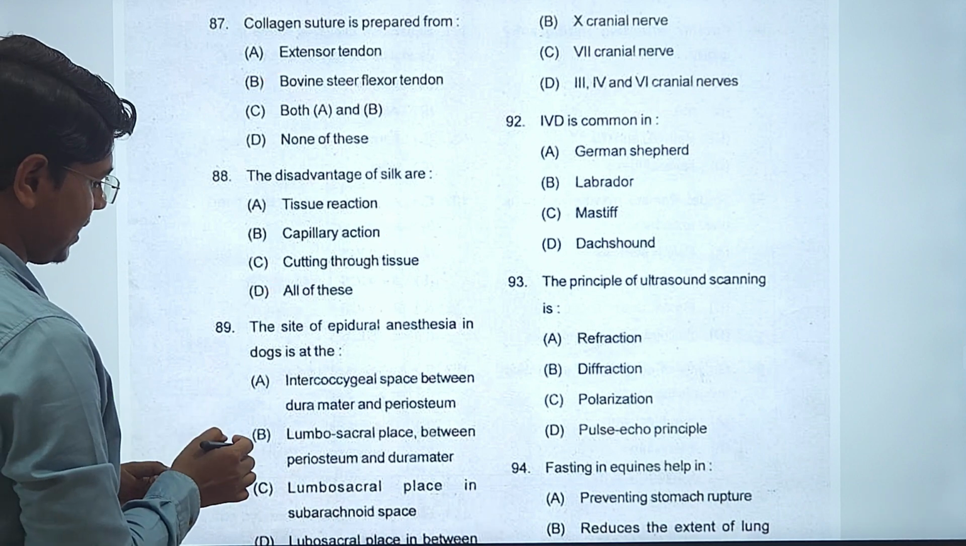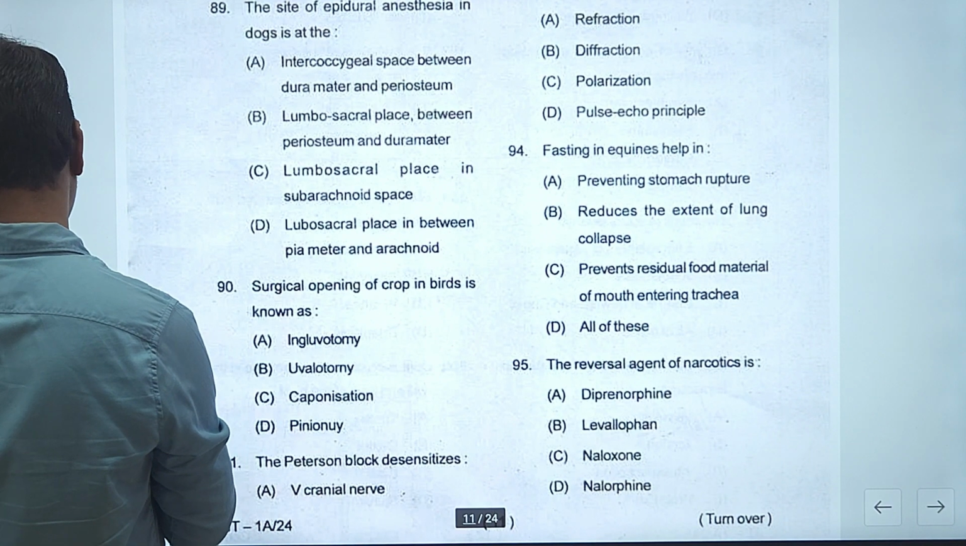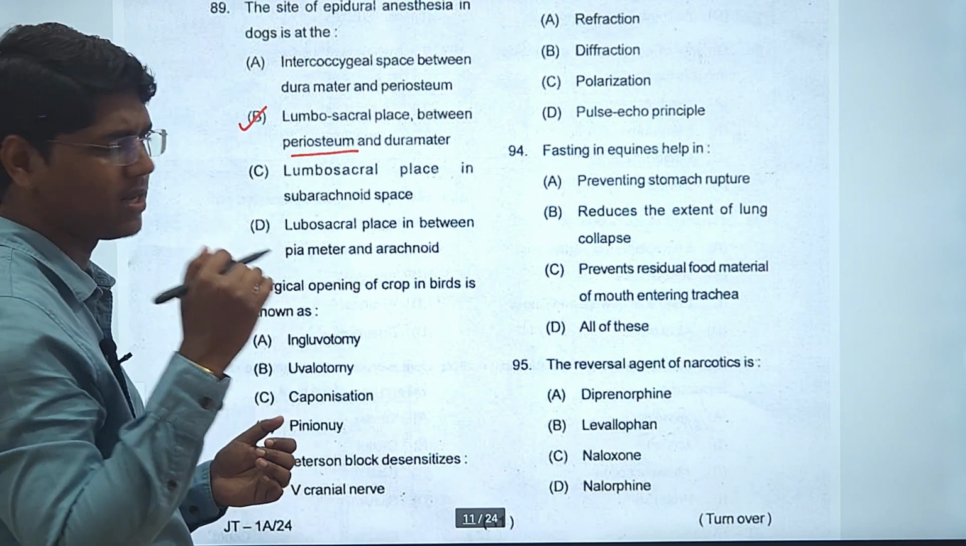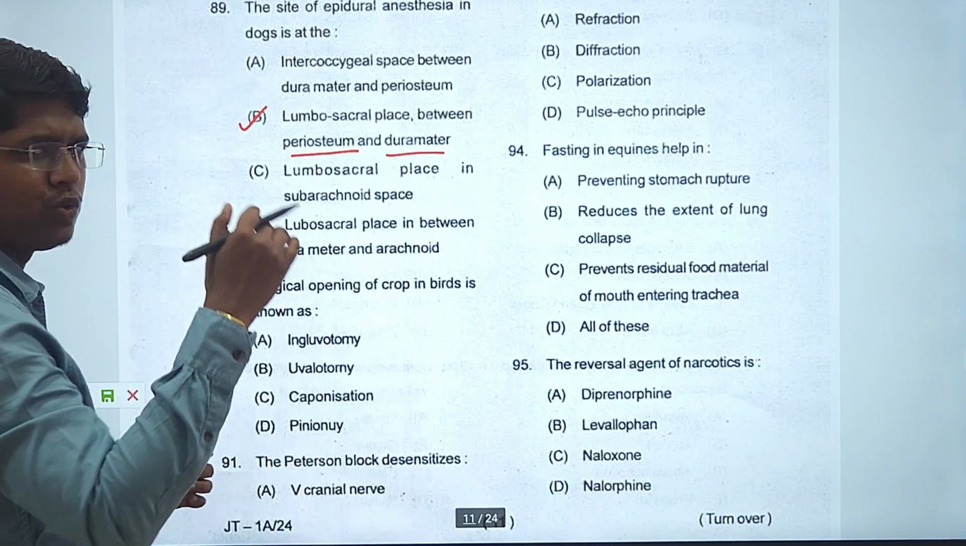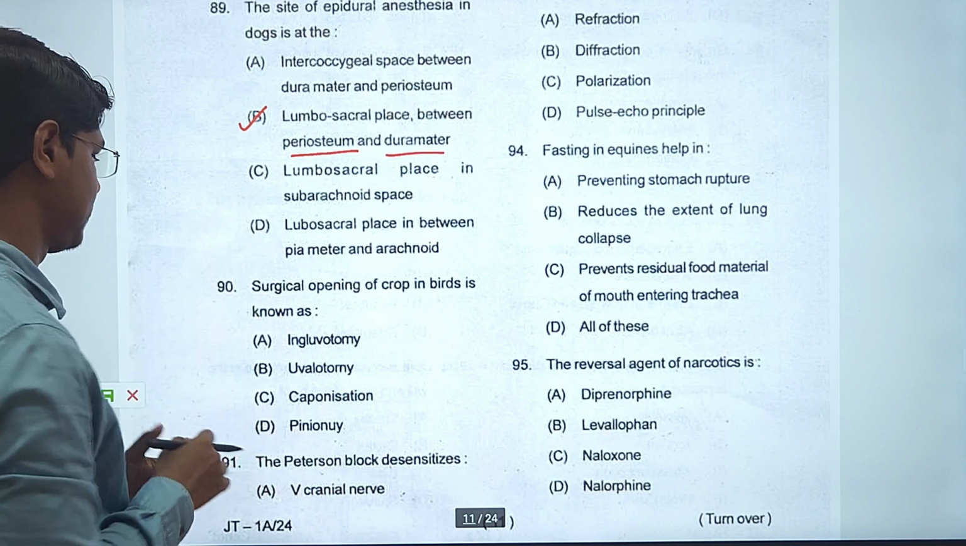The site of epidural anesthesia in dog is at the lumbosacral. Most common is lumbosacral. Between the periosteum, meaning simply the vertebral canal, and dura mater, that is epidural space. Between the dura and arachnoid, subdural; arachnoid and pia, subarachnoid space.